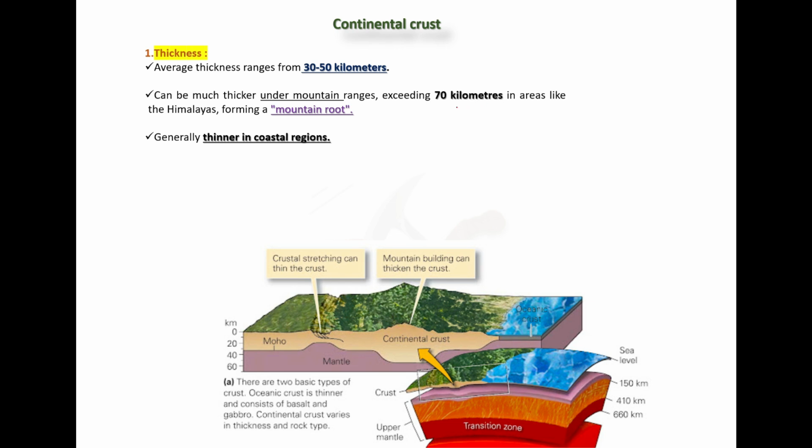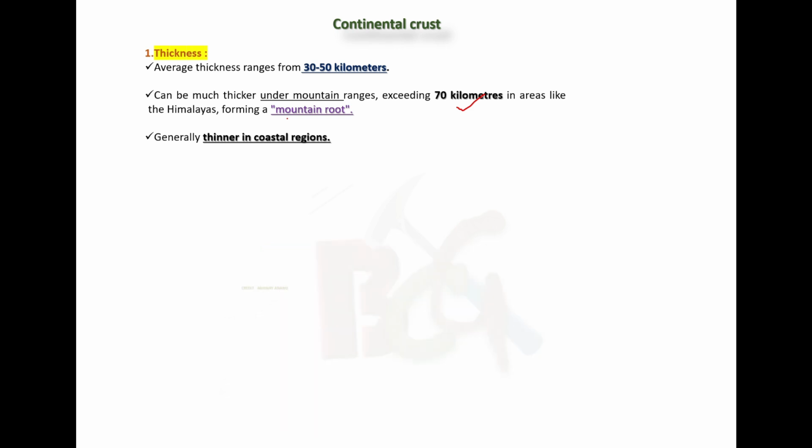70. Geologists actually call it a mountain root, like this massive bulge of crust pushing downwards, basically holding up the mountains above. A mountain root. That paints quite a picture. It really shows the scale of those forces. And I guess it's the opposite elsewhere, like near the coasts. Exactly. As you move toward the edges of the continents, toward the oceans, the crust thins out quite a bit. Okay, so hugely variable in thickness.